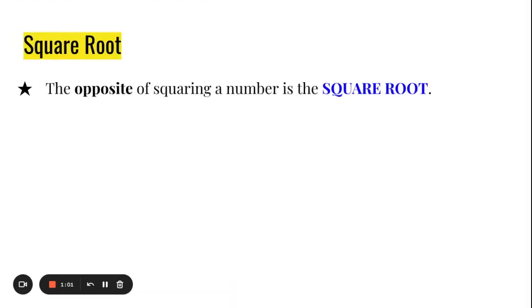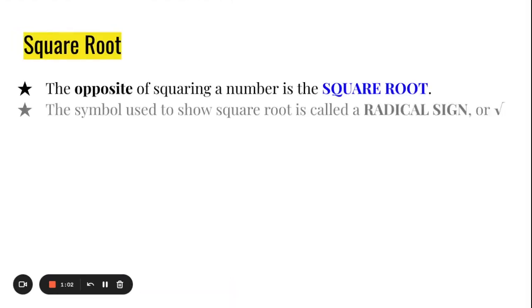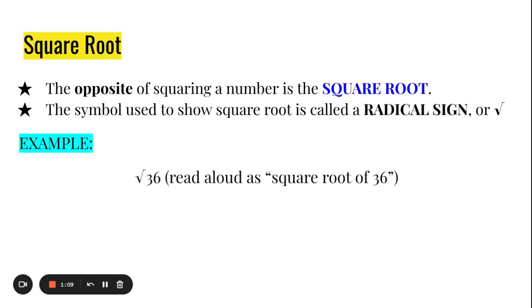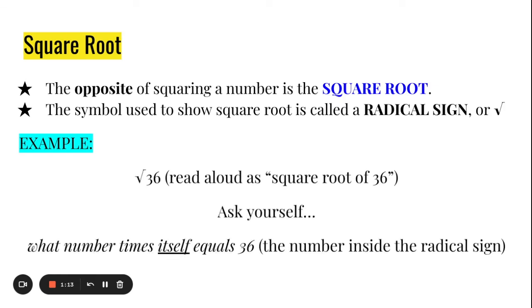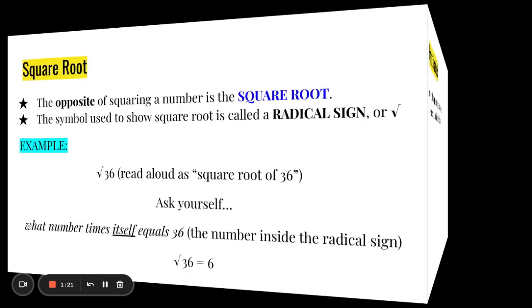So the square root is the opposite of squaring a number, and the symbol used to show a square root is called the radical sign. So for example, the square root of 36, ask yourself, what number times itself equals 36, which is 6? So the square root of 36 equals 6.